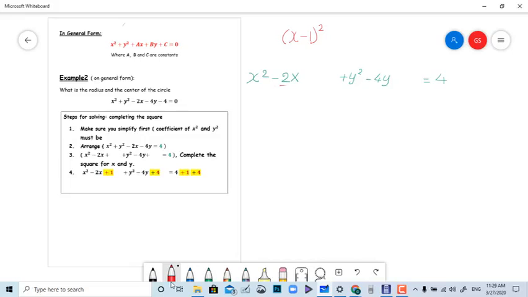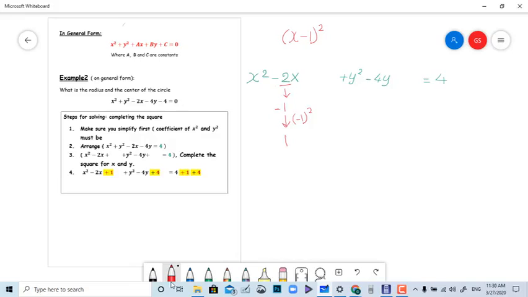I'm going to take this 2 and divide it by 2 first. It's going to give me 1, so -1. And then this -1, I'm going to square it. It's going to give me +1. Okay, this step, I take the -1 and I square it, so it will give me the +1. What am I going to do with this +1? I'll see now. Then I'll do the same with the other part.